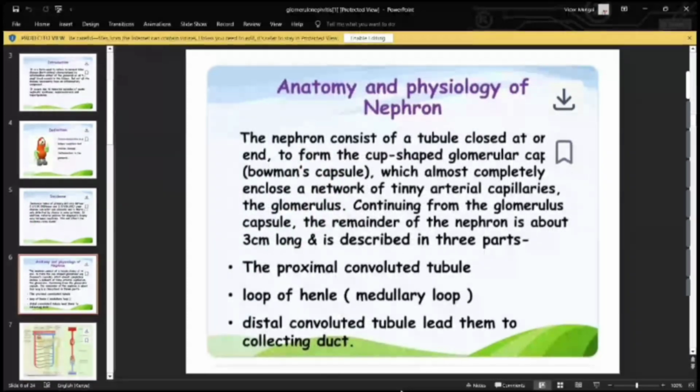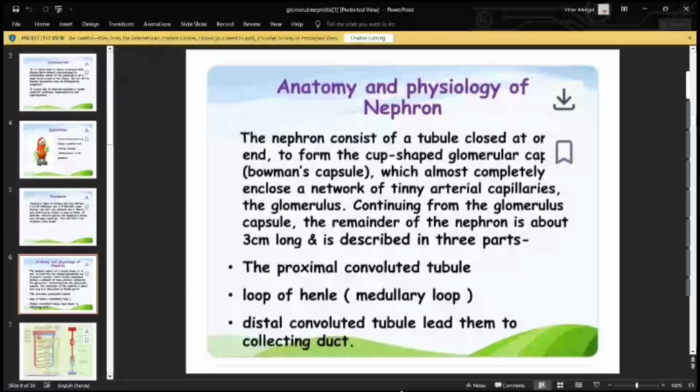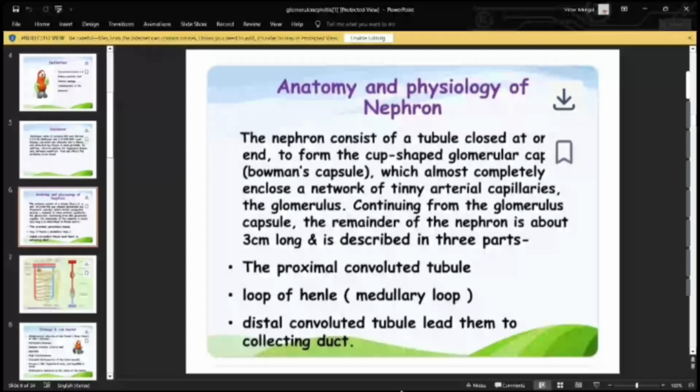So we have the anatomy and physiology of the nephron. The nephron consists of a tubule closed at one end to form the cup-shaped Bowman's capsule, which almost completely encloses a network of tiny arterial capillaries of the glomerulus. So the remainder of the nephron is about 3 centimeters long and is described in 3 parts: the proximal convoluted tubule, the loop of Henle, which is also called the medullary loop, and lastly the distal convoluted tubule, leading to the collecting duct.